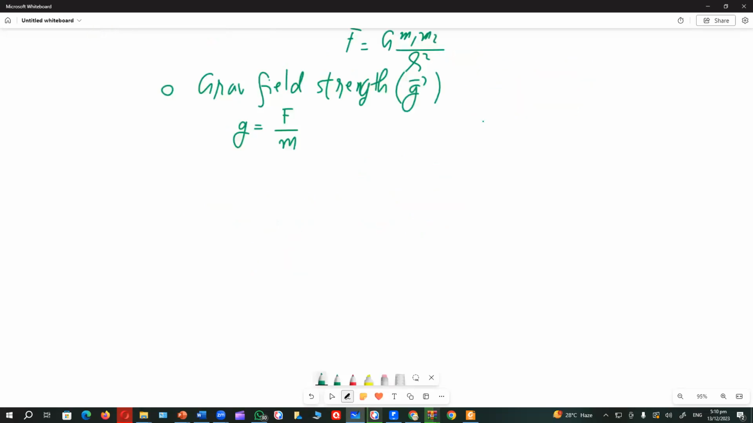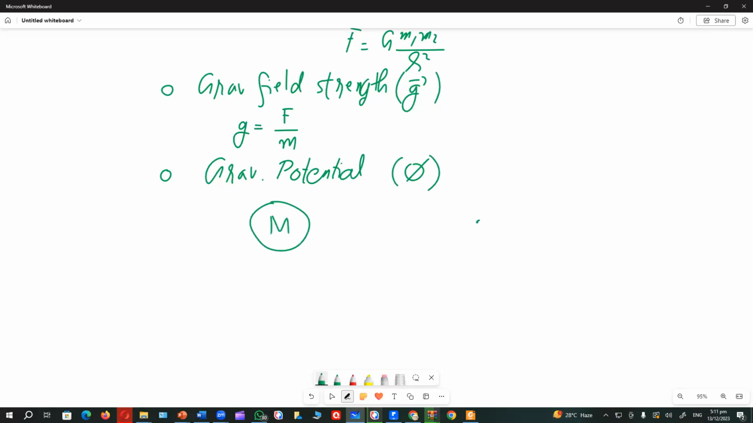After this one, the all-time famous gravitational potential. It's a very important concept. It appears repeatedly in our course. What is gravitational potential? This is a central mass, and a mass is here at infinity, and it is moving from infinity. So when a point mass is moving from infinity to a central mass, you need to do some work. This work done per unit mass is called gravitational potential.